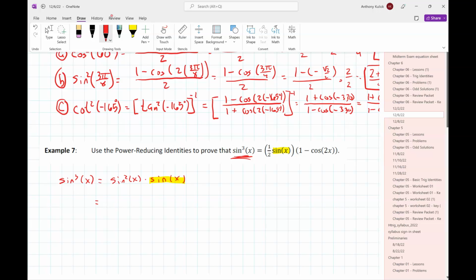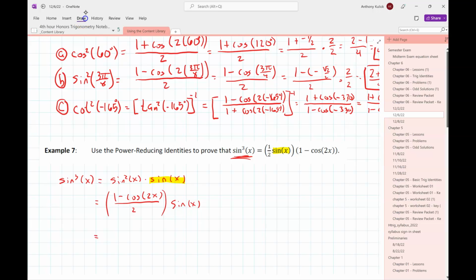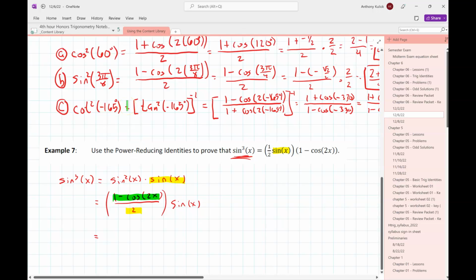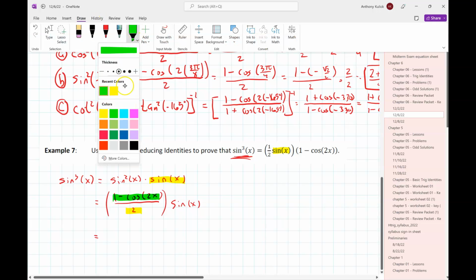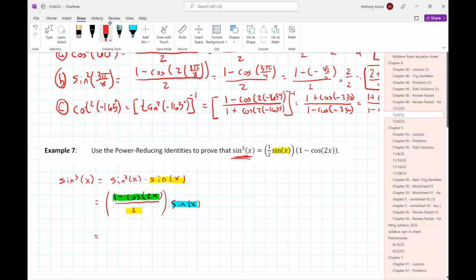So I'll go ahead and use my power reducing identity for sine squared, which is 1 minus cosine 2x over 2, times sine x. So when I think about this, this is really three things multiplied together, right? I have the 1/2, and then I have the 1 minus cos 2x, and then I have the sine x. And since those are just three things multiplied together, I can multiply them together in any order I want.